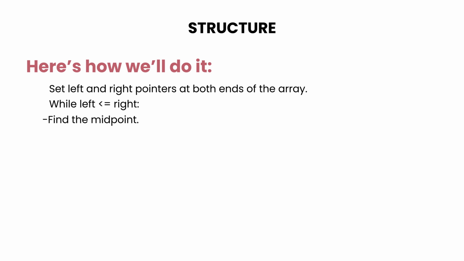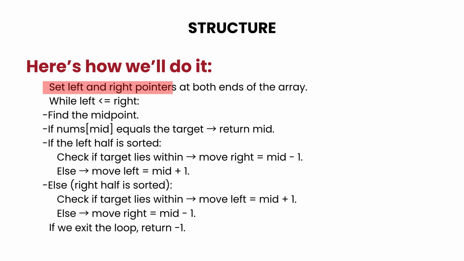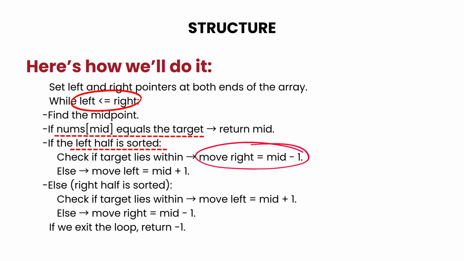Here's the structure. First, set left and right pointers at the array's ends. Then, while left is less than or equal to right, find mid. If nums[mid] equals the target, return mid. If nums from left to mid is sorted, and the target is in this half, move right to mid - 1. Else, move left to mid + 1.